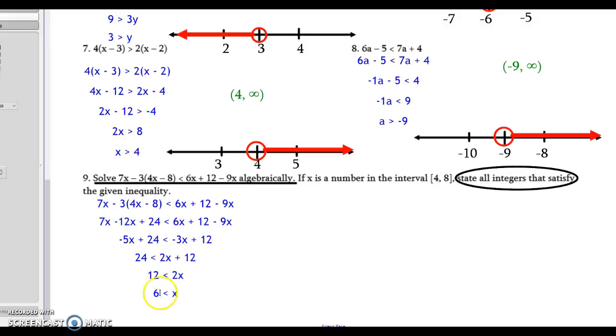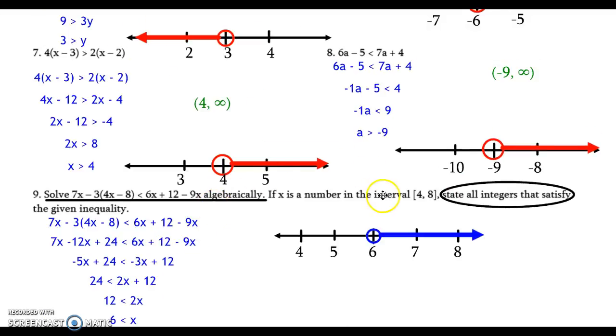Now I'm going to graph my solutions on the number line and try to determine which integers satisfy the given inequality. Here's where you need to interpret the problem a little bit. It says that x is greater than 6. So the values of x can be anything above 6. So 6.01, 6.5, 7, 8, 100, 1,000, whatever you want to use. This says that x is a number in the interval from 4 to 8 inclusive, which means that x is somewhere between 4 and 8, and you can use 4 and you can use 8.